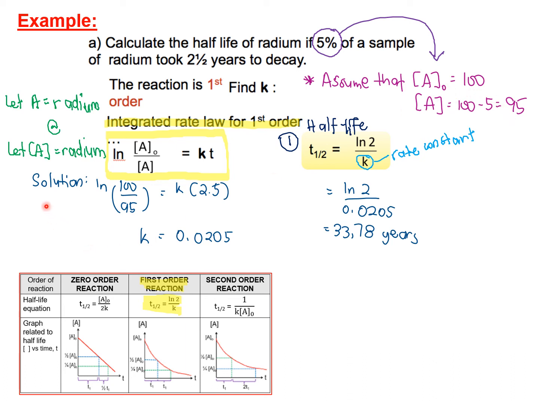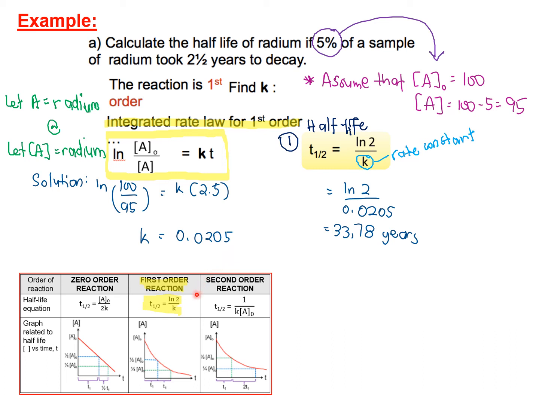Okay, so the solution dia, you masukkanlah natural log concentration of radium initial is 100. Kat sini you tak perlu risau dah because you dah buat let ni, so you tak perlu risau dah nak tulis radium banyak-banyak kali. Okay. So sekarang ni you dapatlah you punya rate constant you ialah 0.0205.